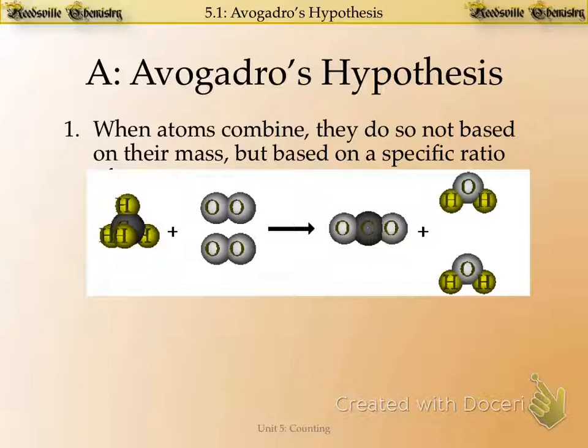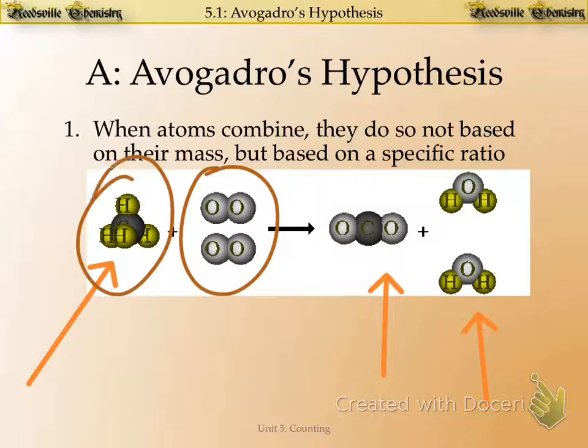Methane is the stuff on the far left side of the reaction, combining with oxygen to form its products, carbon dioxide and water. When the methane and the oxygen react with one another, again, they do so not by their mass. It's not like 3 grams will always react with 4 grams of oxygen. Instead, they do so based on the specific ratio that they want to react with. So, in this case, one methane molecule will always completely react with 2 oxygen molecules.